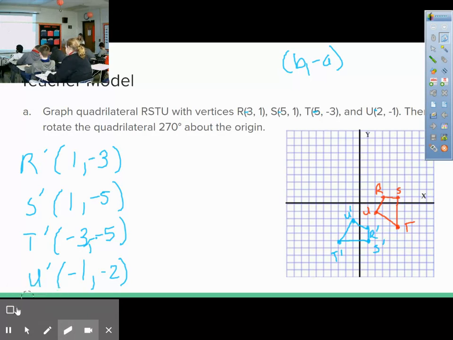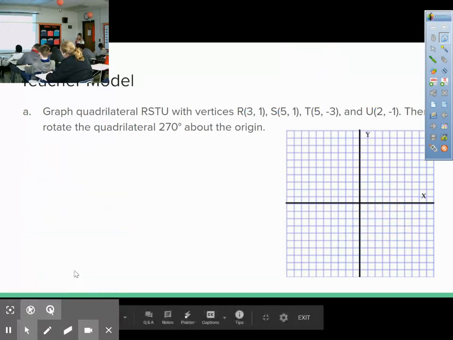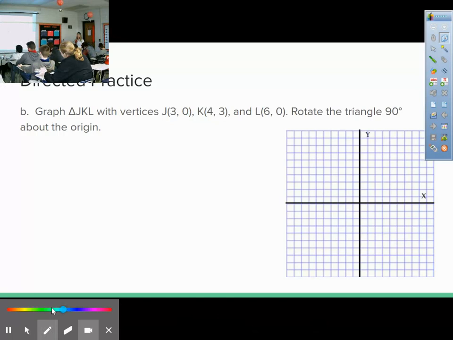All right, let's do another one together. Some of these you're going to have to make sure and fill in because I left out the blank, like how many degrees to do it. It says graph triangle JKL with vertices 3, 0, 4, 3, and 6, 0, and then rotate it 90 degrees about the origin. So first you need to graph J, K, and L.